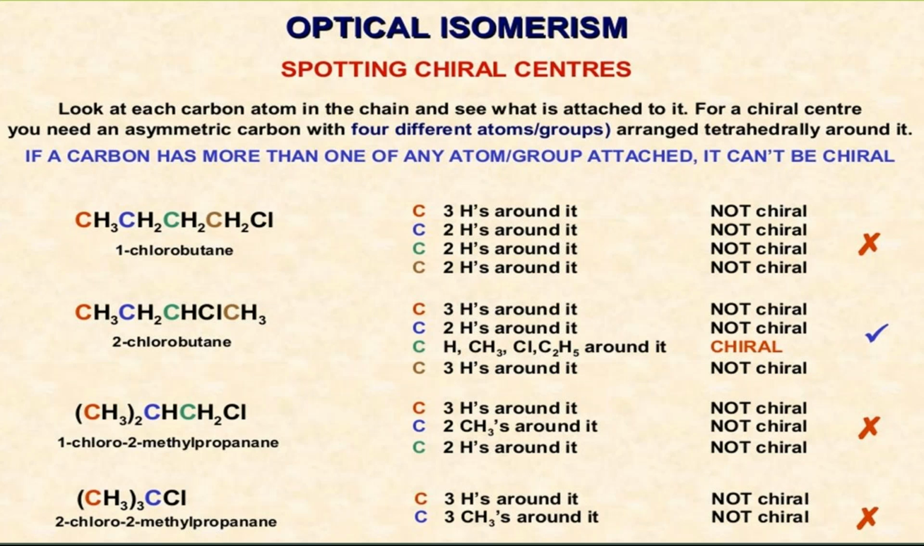First you see 1-chlorobutane. How many carbons does 1-chlorobutane have? 4. So now check for chirality for each carbon in this. Starting from CH3, from the left we'll start.